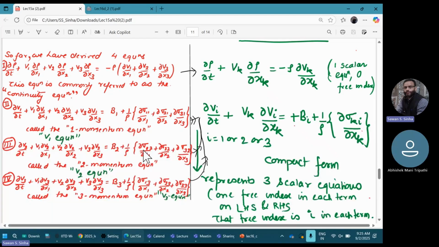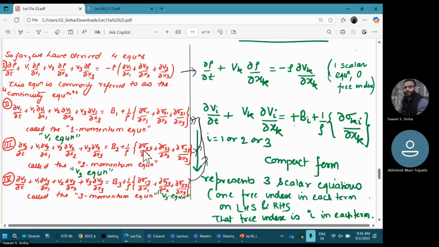My claim is that this is representing this group or this group or this group depending on the value of I you choose. I को 1 चुनोगे तो ये sum दिखाएगा. Is it showing that? Everybody sees that happening there? Vk del vi del xk. A repeated index for every I, every chosen I.